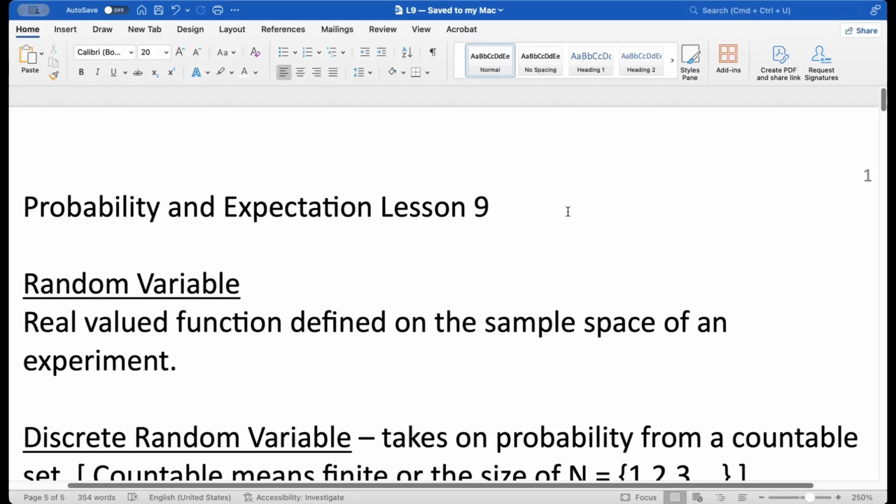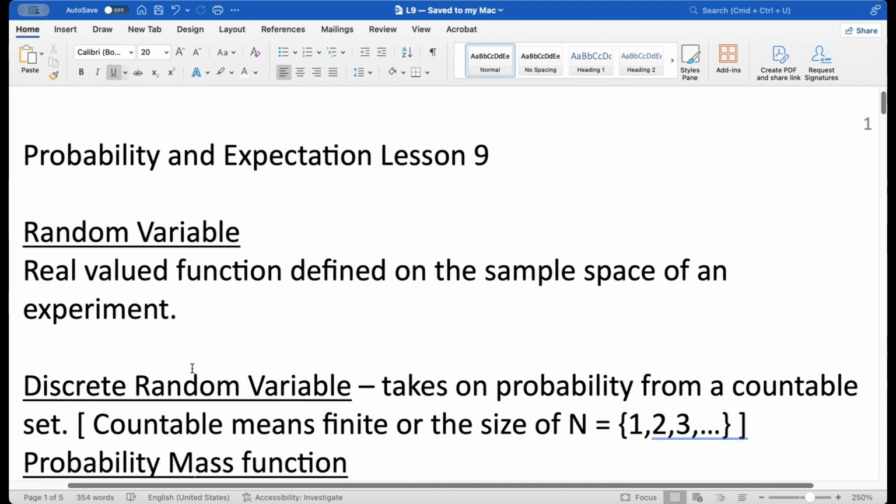Lesson 9, Probability and Expectation. All right, we're going to start with a definition here of random variable. It's a real valued function defined on the sample space of an experiment. Recall the sample space is the set of all outcomes. And so the random variable is going to take on a single value for each outcome.